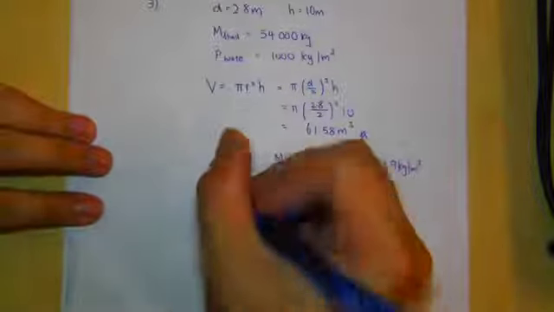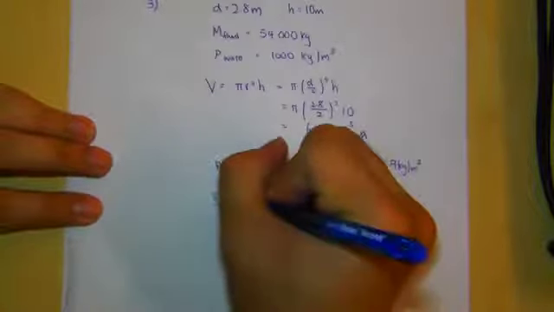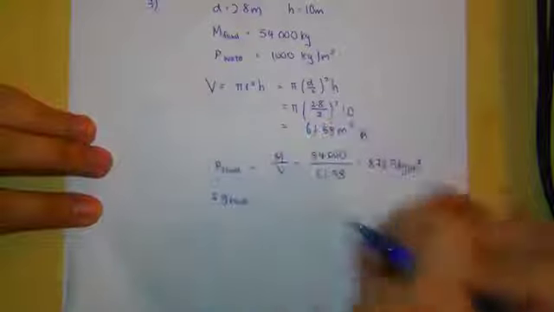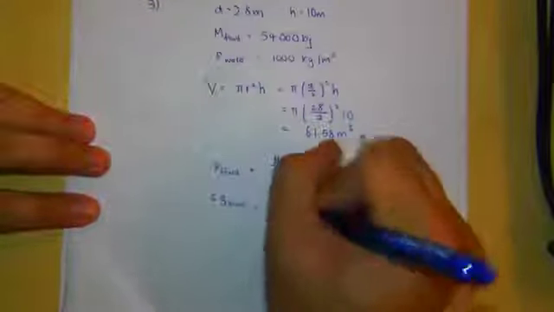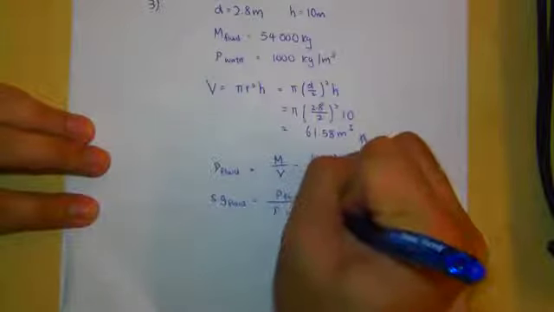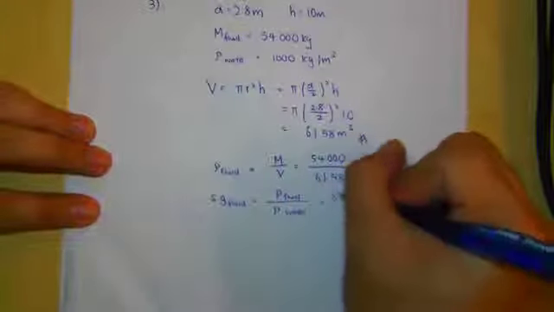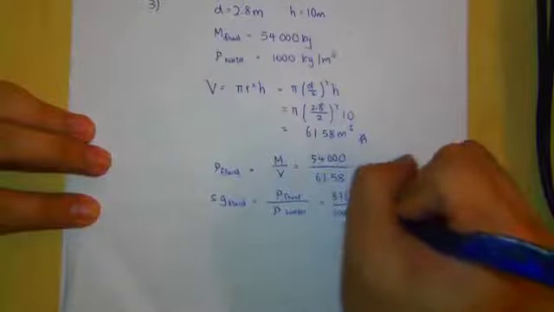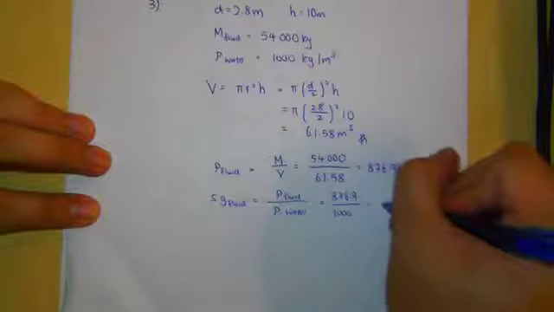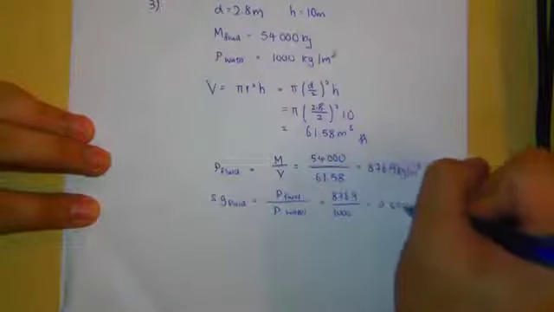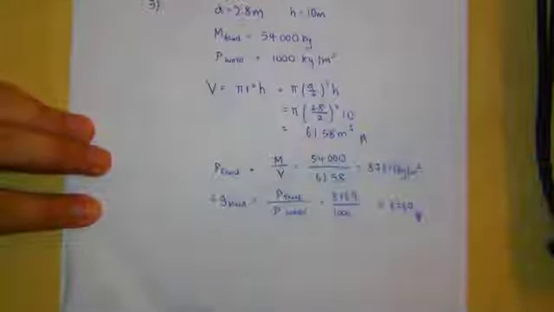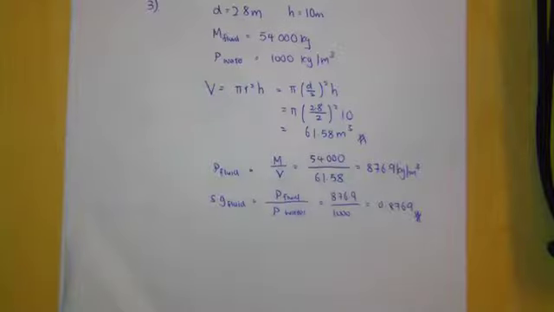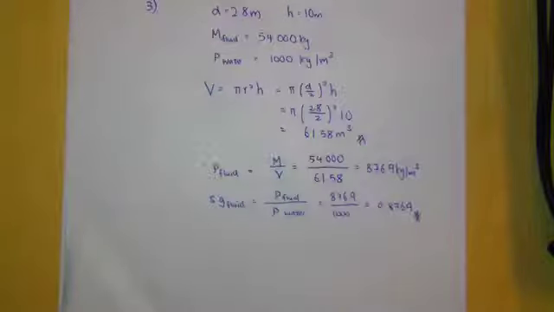And lastly, for the specific gravity of the fluid, the definition for specific gravity is density of the fluid divided by density of water. So essentially it's just dividing 876.9 divided by 1000. Okay, so this will give us our 0.8769. Alright, so that's it for question number 3.